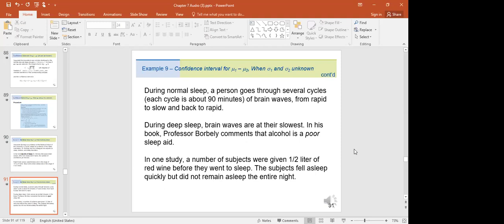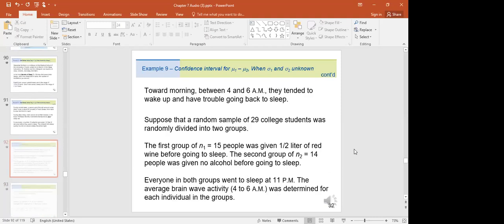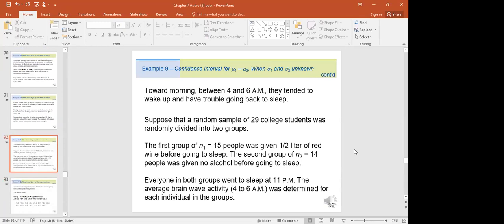In the book, Professor Borbély comments that alcohol is a poor sleeping aid. Contrary to what most people think, when they drink alcohol, they sleep faster, but they don't sleep well. So we are going to look at this study and determine whether the population of those who take alcohol sleep less than those who do not take alcohol. So in one study, a number of subjects were given half a liter of red wine before they went to sleep. The subjects fell asleep quickly, but did not remain asleep the entire night. Towards morning, between 4 and 6 a.m., they tended to wake up and have trouble going back to sleep.